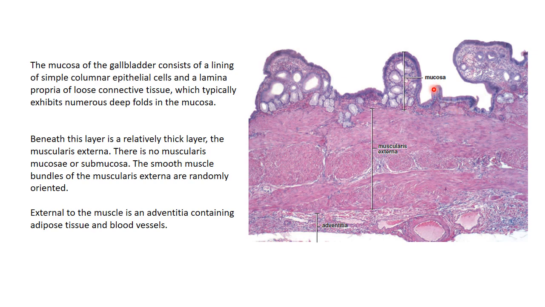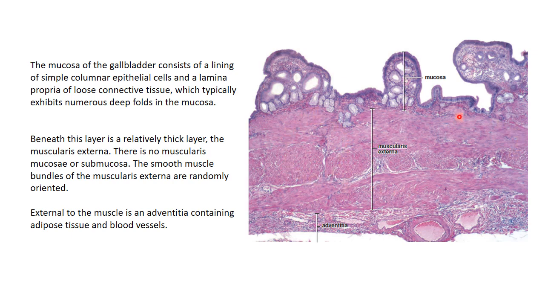Beneath the mucosa, we have a thick layer of muscle coat. The muscle cells here are oriented in all directions irregularly, and as we see here, there is no muscularis mucosa or submucosa in the gallbladder. So we have the mucosa, and directly beneath it is the muscle layer.